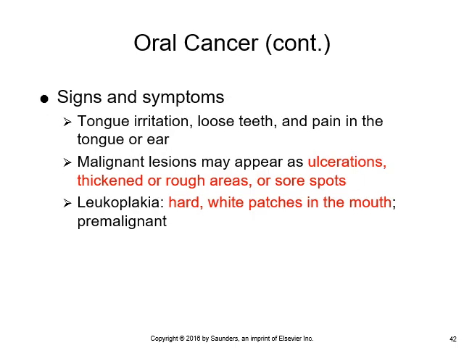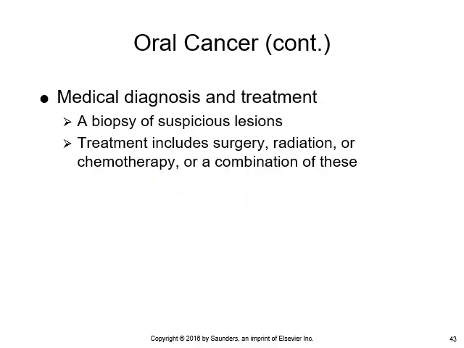Signs and symptoms: there will be tongue irritation, loose teeth, and pain in the tongue or ear. There may be lesions that appear as ulcerations or sore spots. Also, they may have what we call leukoplakia, and these are hard white patches in the mouth, and they are pre-malignant.